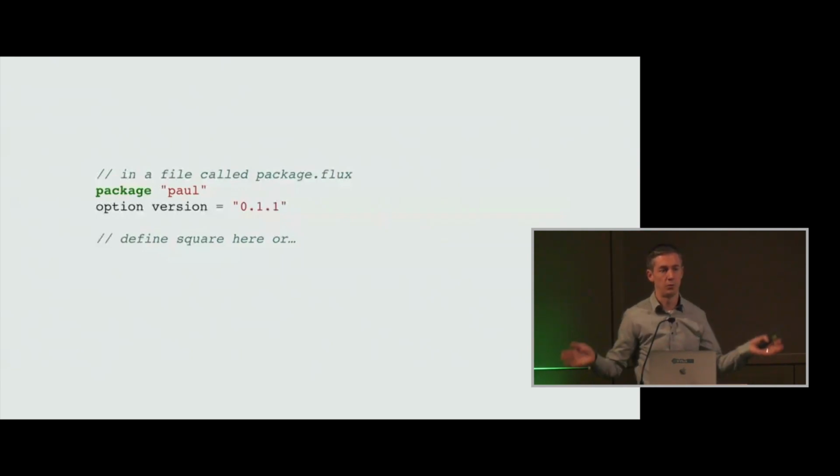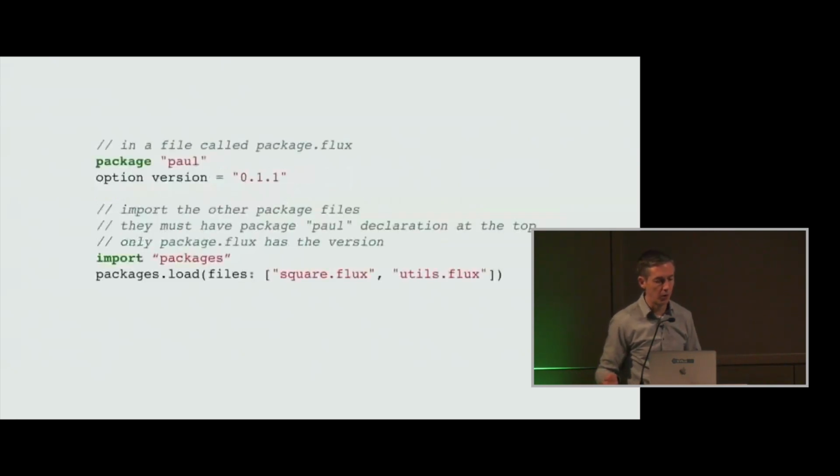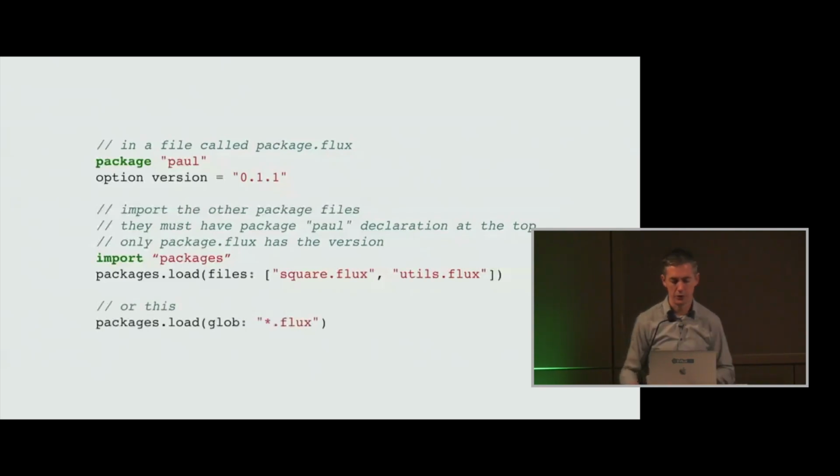So the entire package is one file, it's self-contained. Or we could use a set of files that are in this directory or in subdirectories and put them together. So the idea here is we import packages, which is basically something in the standard library that has some helper functions for putting together packages. We tell it to load these files. Each one of those files will also need to have the package Paul declaration at the top. They must not have a version, right? The version must only be specified here in the package.flux file. Or we could do something like this, which would just load from some glob matcher, right?